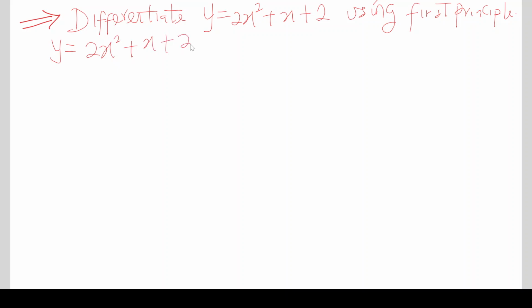Of course, in our last video, we talked about the step-by-step process in solving differentiation using first principle. So we're going to be continuing from there. The first thing we need to do is get the change in y. So we have y plus delta y. Whatever change occurs in y must also occur in x.